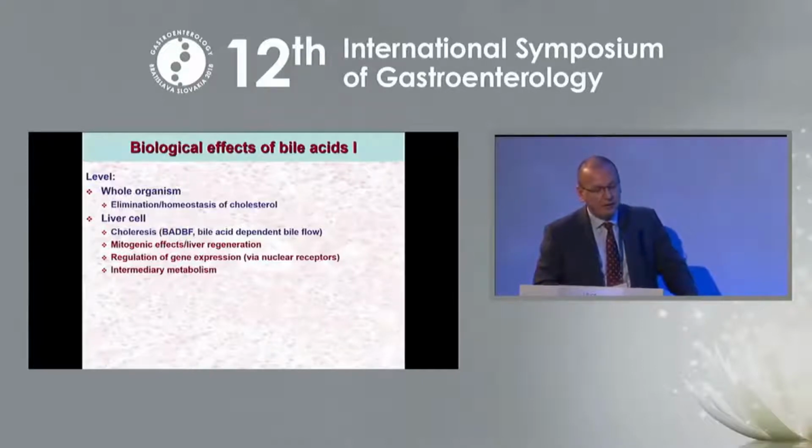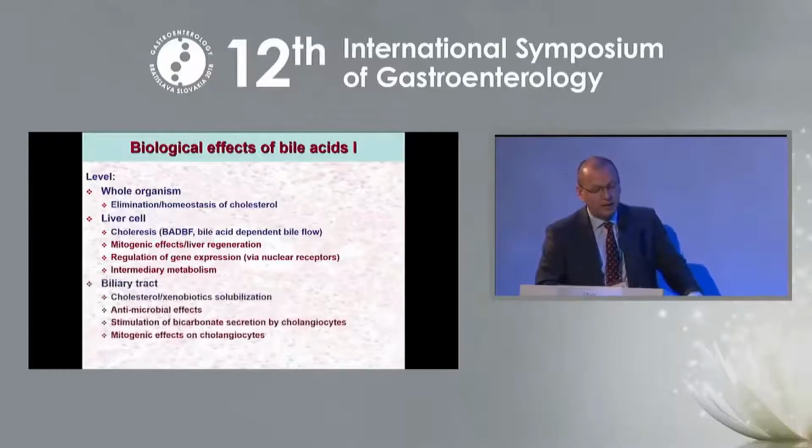And as you may see, there are effects of bile acids related to liver regeneration. They can regulate gene expression via nuclear receptors, acting as real endocrine molecules. And they obviously have effects on intermediary metabolism of macronutrients, mostly lipids and saccharides. On the level of the biliary tract, they have effects on cholesterol and xenobiotics solubilization. They have antimicrobial effects. They can stimulate bicarbonate secretion by cholangiocytes.